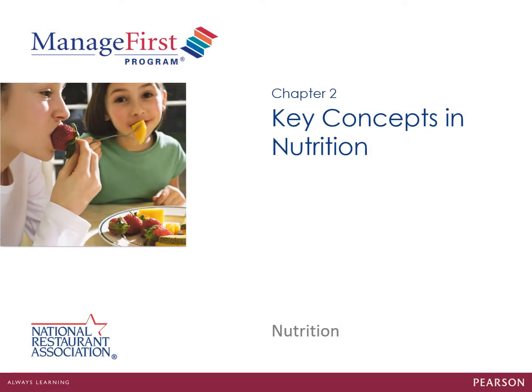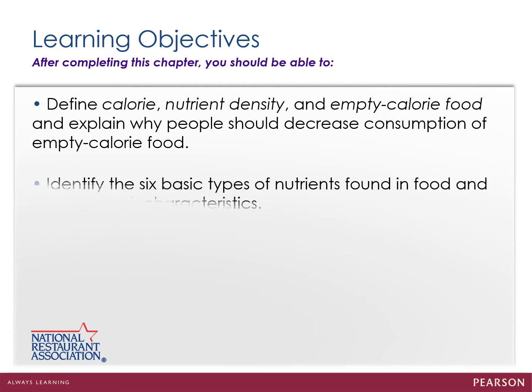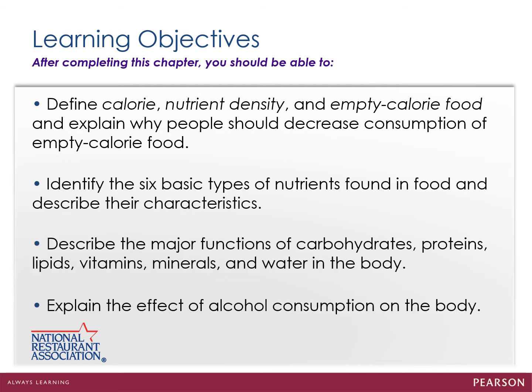Welcome to Chapter 2 in our textbook, Key Concepts in Nutrition. In this chapter, we will be learning more about calories, nutrition density, and empty calorie food. We will be identifying the 6 basic types of nutrients found in food and talking about their characteristics.